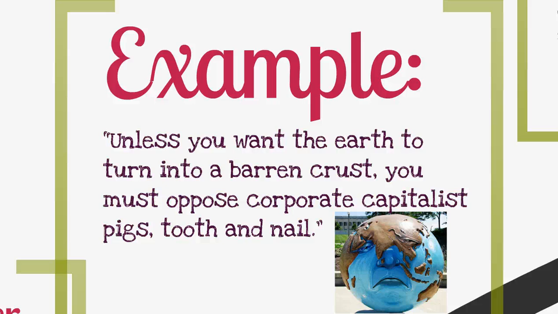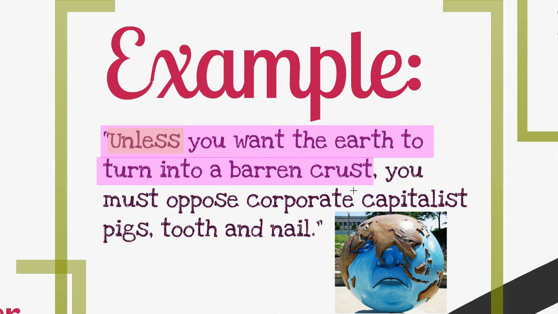Now, the best way to understand contingency is really just looking at examples. So let's look at some examples. This would be an example of a statement of contingency. Unless you want the earth to turn into a barren crust, you must oppose corporate capitalist pigs tooth and nail. So there's your key word to let you know that this might be contingency. And you can see here where the two ideas are being connected. Here's one idea: unless you want the earth to turn into a barren crust, right?